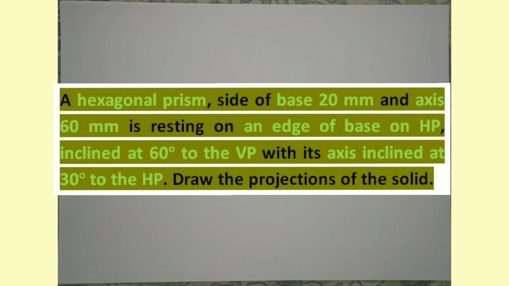So we are having a hexagonal prism of base edge 20 mm and axis 60 mm. The prism is resting on HP on one of its base edges. Also the same base edge is inclined 60 degree to the vertical plane, and the axis of the prism is inclined 30 degree to the horizontal plane. Let us start with the hexagonal prism resting on its base on HP. In this case, on top view, we can see a hexagon. Let us start drawing from top view.